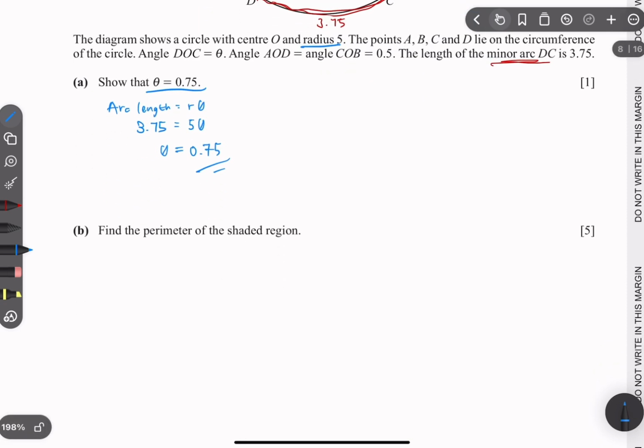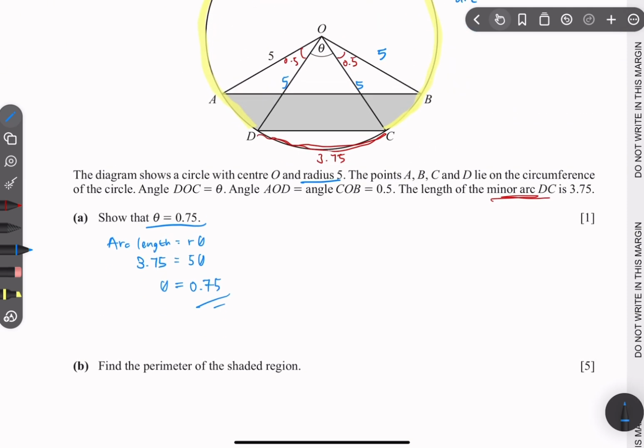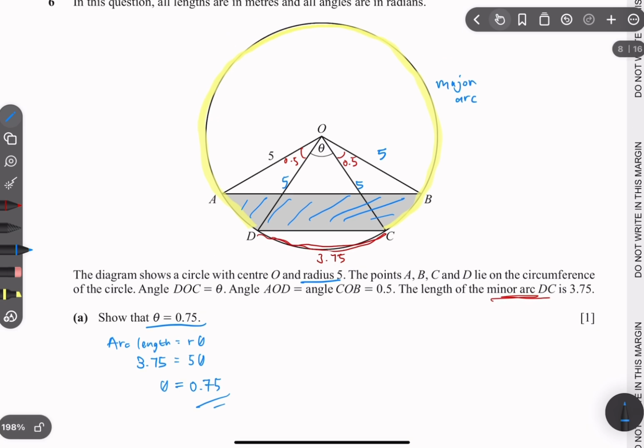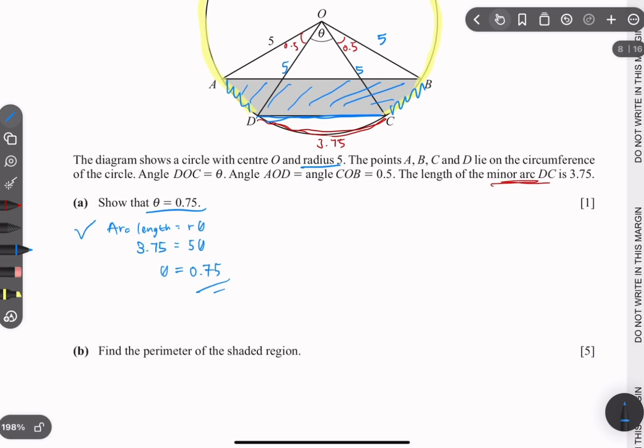Okay, part B, find the perimeter of the shaded region. So the shaded region is this part, and you want the perimeter of ABCD of this section. So if you think about it, all you need is to find the arc length of BC, and then AD, and CD, but it's this part. And also the length of AB. All you need is these 4 sides. And to find the arc length of BC, you can use this formula again, the arc length formula.